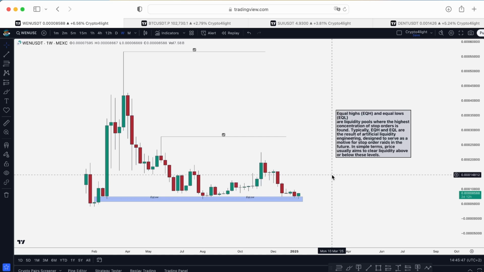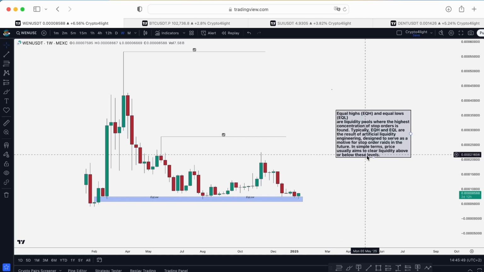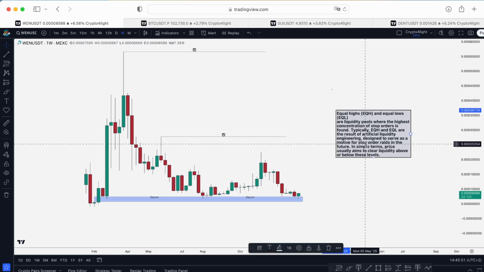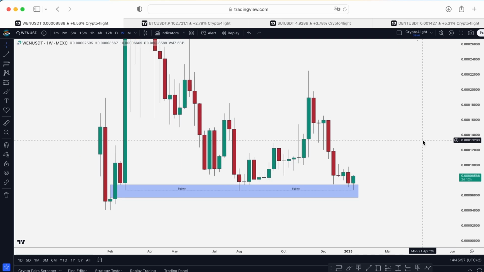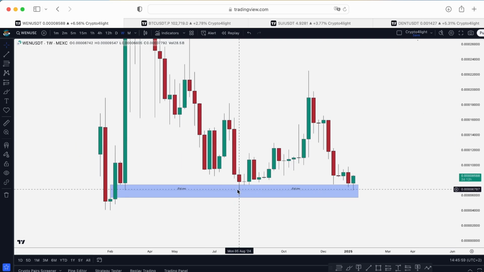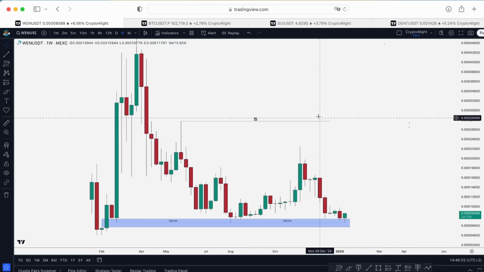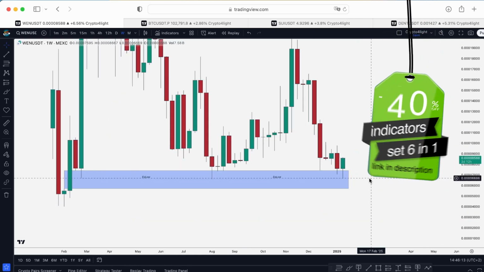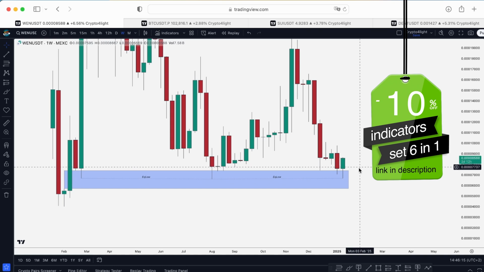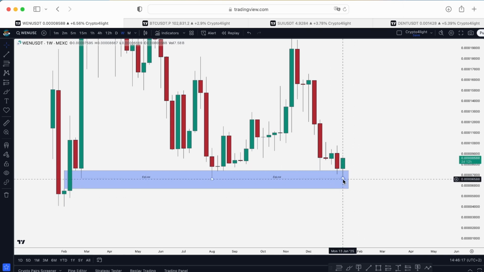So in simple terms, the price usually aims to clear liquidity above or below this level. The retailers who trade by books always think that when we get some level, it's support, and the next level is resistance. But believe it or not, in most cases, sooner or later, we drop and sweep this liquidity pool.